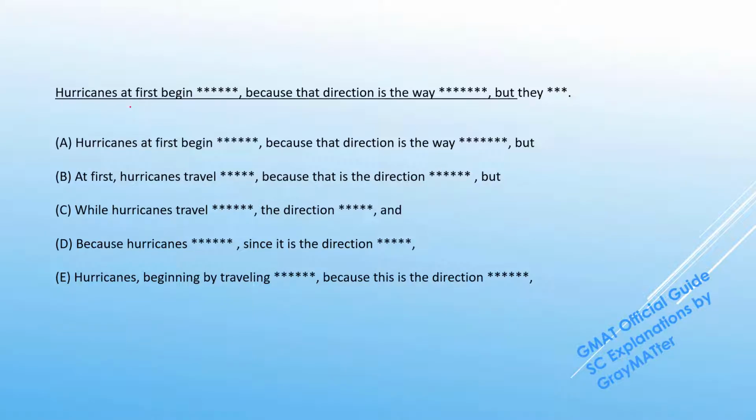The sentence reads that hurricanes at first begin traveling in a certain direction because that direction is the way something happens, but they then veer off in a different direction. Now, a conceptual attack might not seem obvious, but let me recommend something here. In any question, please go looking for construction-based mistakes. Construction-based mistakes take high priority because without proper construction, none of the other rules actually matter.